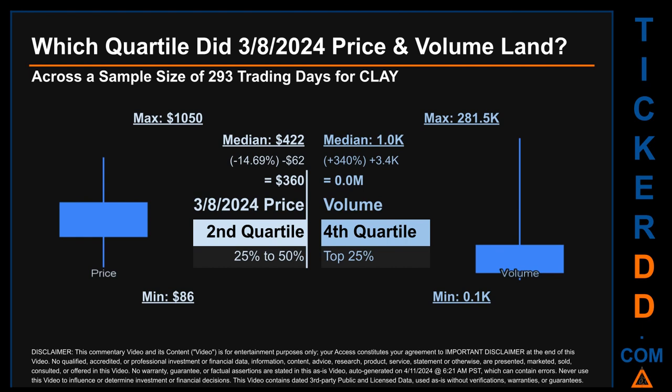Descriptively, CLAY has a median price of $422. Therefore, the 8th of March 2024 price was lower from that middle marker by 14.69%. The day's volume of 0 million was more than the median by 340%.